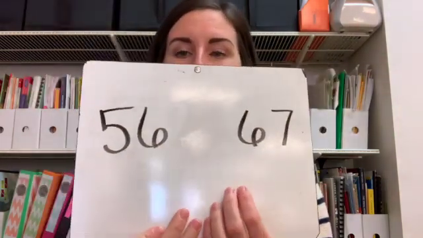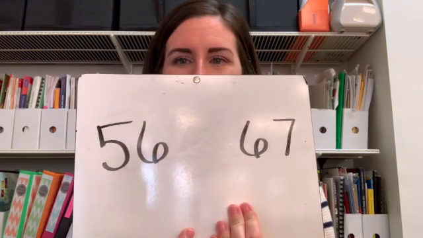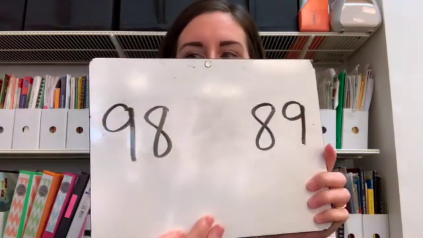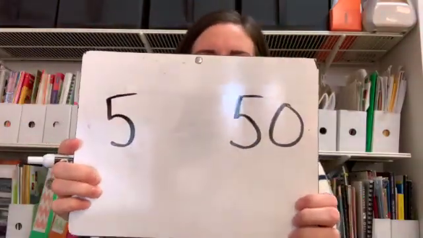Our numbers are getting bigger. Write down the larger number. How about now? Write down the larger number. This is the last one. Go ahead and write down the larger number.